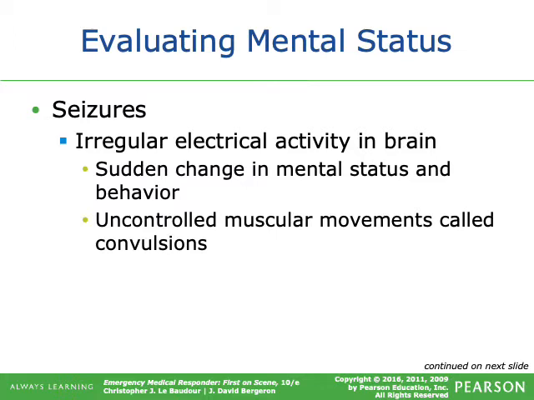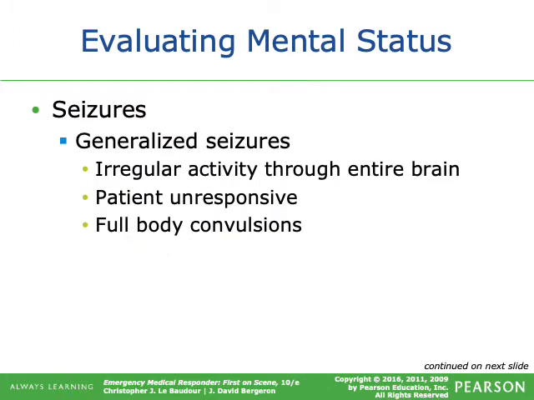All right, so seizures. Seizures are irregular electrical activity in the brain. It's characterized by a sudden change in mental status and behavior. Also generally have uncontrolled muscular movements called convulsions. There's a lot of different types of seizures. We're going to start off by discussing generalized seizures. This is going to be a regular activity that is conducted through the entire brain. The patient is going to be unresponsive and they will be having full body convulsions.